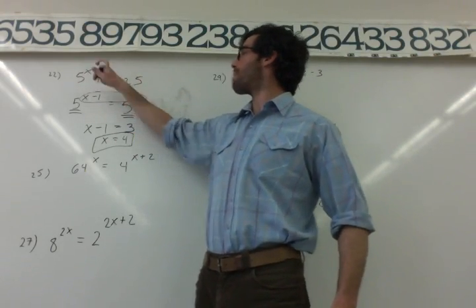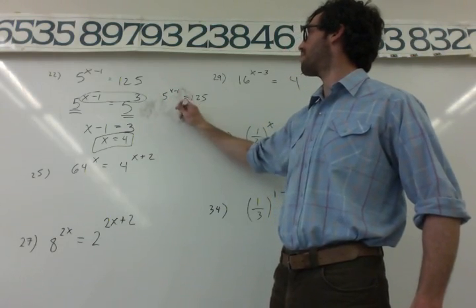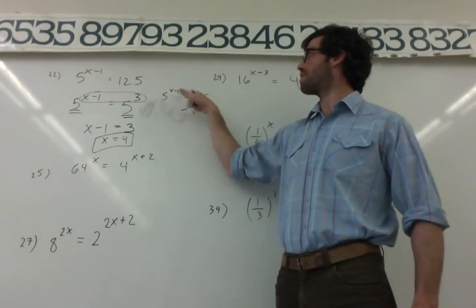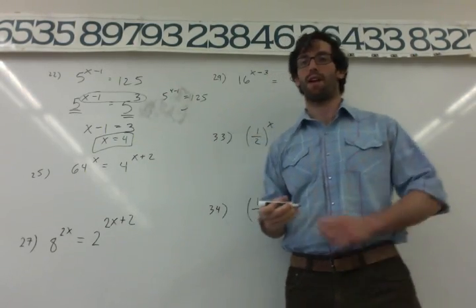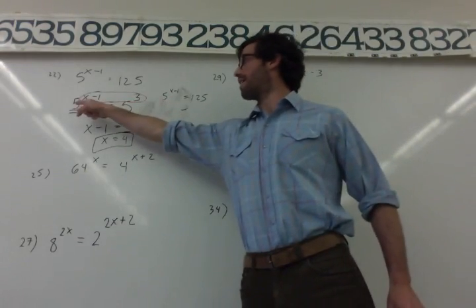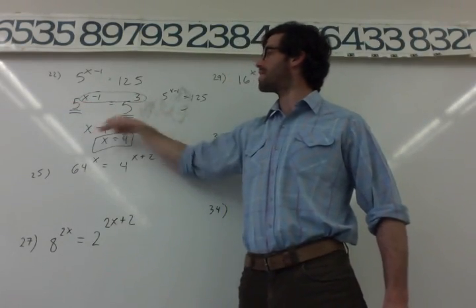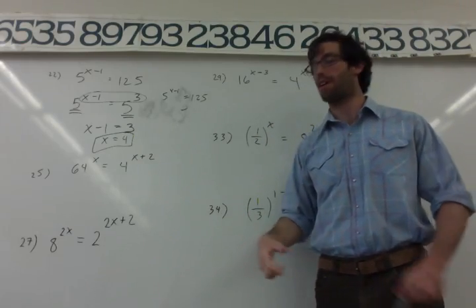To check our work, we can plug in 4. 5 to the power 4 minus 1 equals 125. Yes, that's true, 5 to the third equals 125. So that's the first one. Again, in all these problems, get the same base on both sides, and then set the exponents equal. Those are the steps.